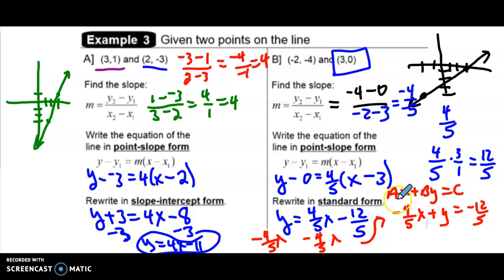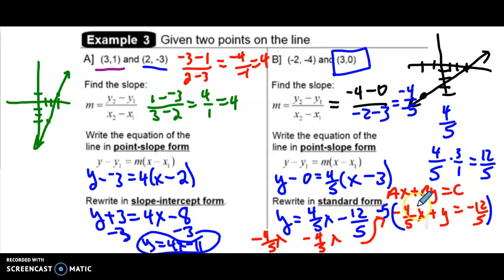However, a has to be positive, first of all, and a, b, and c aren't supposed to be fractions, only integers. So I'm going to have to multiply by 5, but to make sure I get rid of this negative, I'm also going to multiply by a negative. I'm going to multiply everything by negative 5.